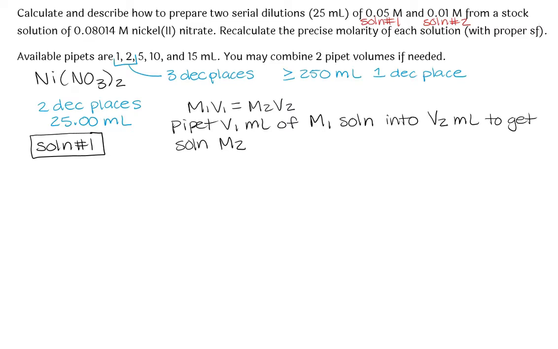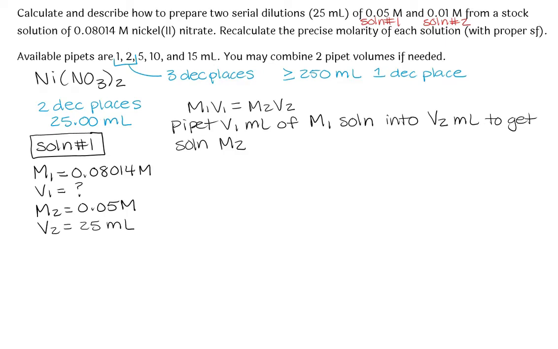If you can think about the order of how we're doing these operations, it helps to keep the terms straight, so that way you don't mix them up. Defining our terms for solution 1, M1 will be the stock, 0.08014 molar. V1 is what we're trying to calculate. What pipette volume do we need? M2 is the solution we're trying to prepare. So solution number 1 has a nominal molarity of 0.05 molar, and the volume that we are going to prepare is 25 ml.